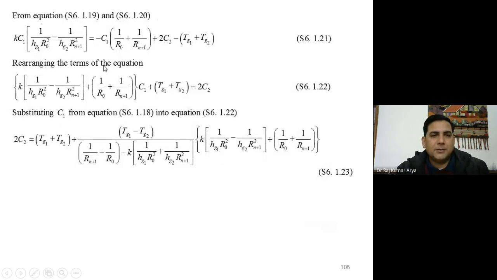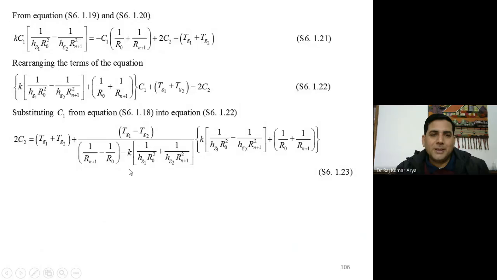Finally, you will rearrange this whole thing, and you would get your C2 expression practically like this. Everything here, if you find, is known. There are no terms like T naught or T1 or T2 or Tn plus 1. Everything is in terms of TG1, TG2 and HG1 and HG2 only, right?